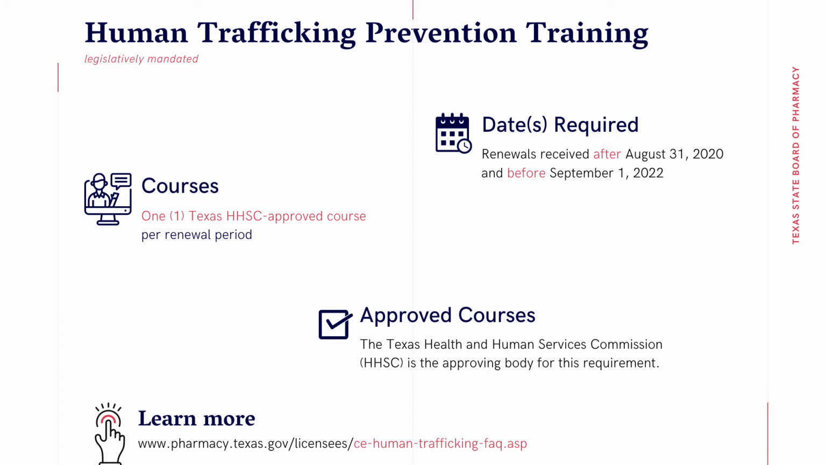Approved courses can be found on Texas HHSC's website, which you can navigate to from our TSBP FAQ page noted at the bottom of the slide. We have lots of information on our FAQ page regarding the specifics of this requirement and whether or not it may also be counted towards your renewal hours, so we encourage everyone to read through that information before continuing on to Texas HHSC's Human Trafficking Prevention Training page.